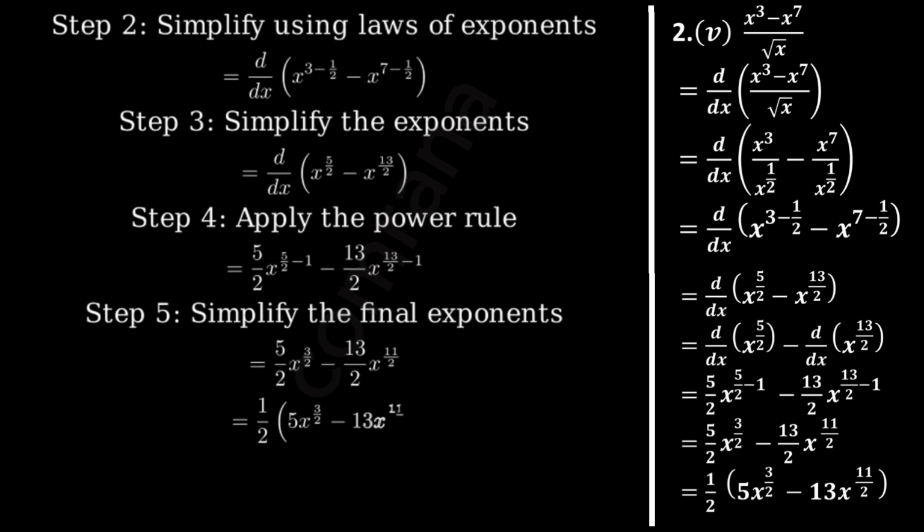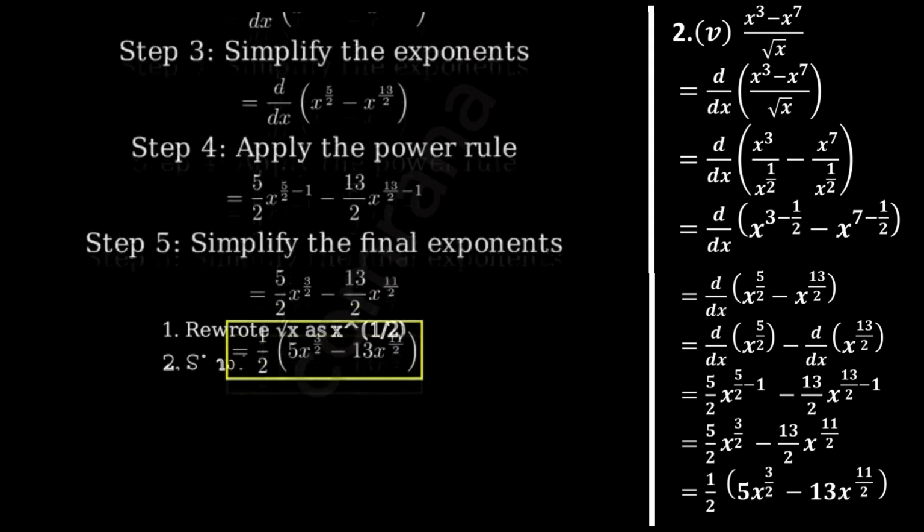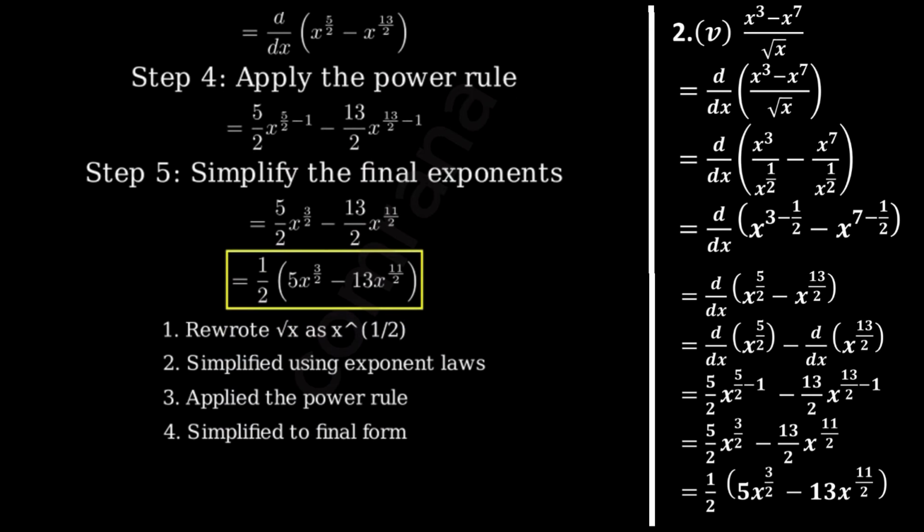Finally, we can factor out 1/2 to write our answer in its simplest form. 1/2 times the quantity 5x to the 3/2 minus 13x to the 11/2. And that's our final answer. Let's review what we did. We rewrote the square root, simplified using exponent laws, applied the power rule, and simplified our result to get this final expression.